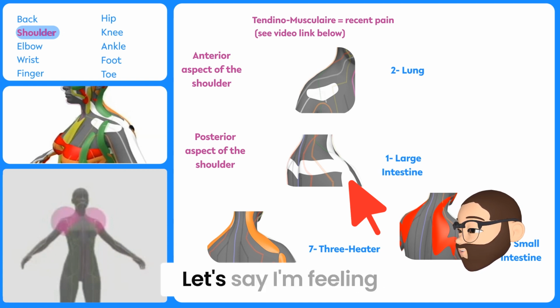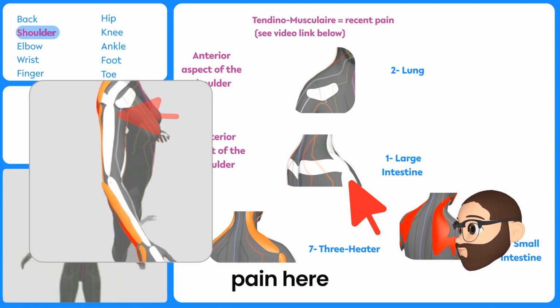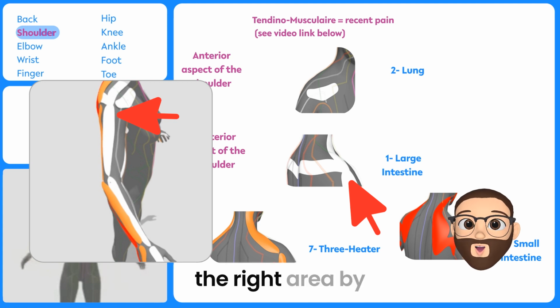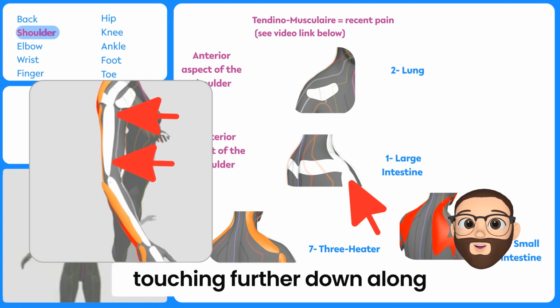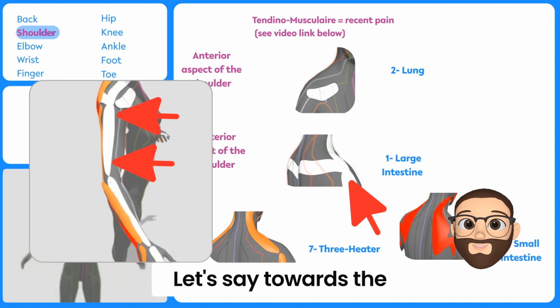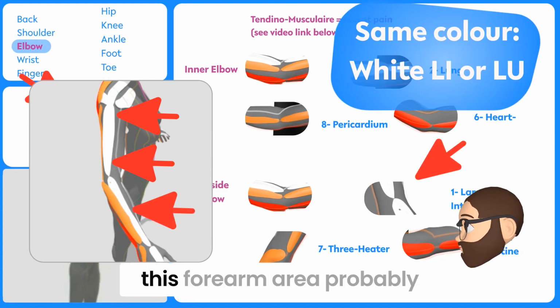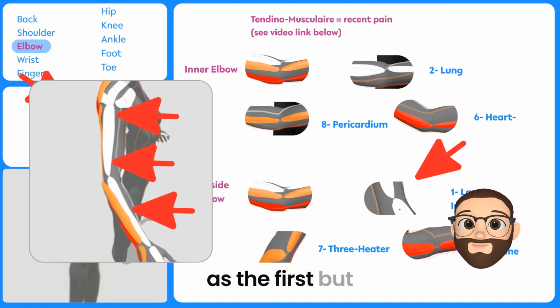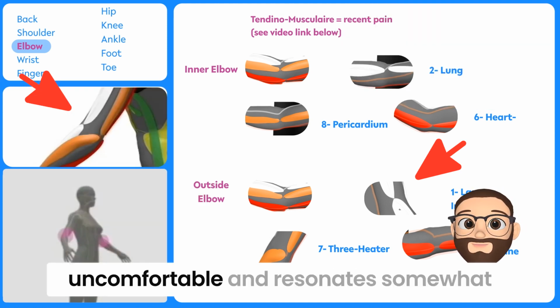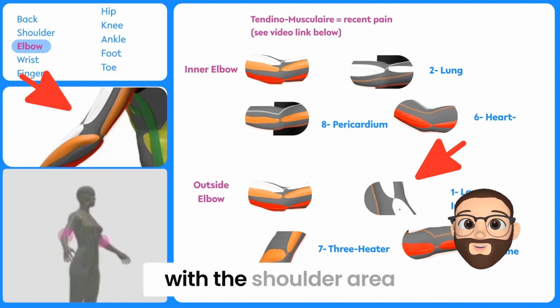In our example, let's say I'm feeling pain here. I check if it's the right area by touching further down along the meridian, let's say towards the forearm, to see if this area is also painful to the touch. This forearm area probably won't be as painful as the first, but it should still be uncomfortable and resonate somewhat with the shoulder area.